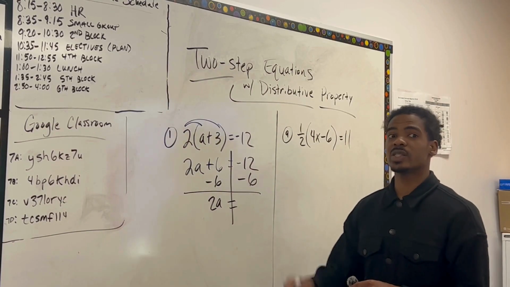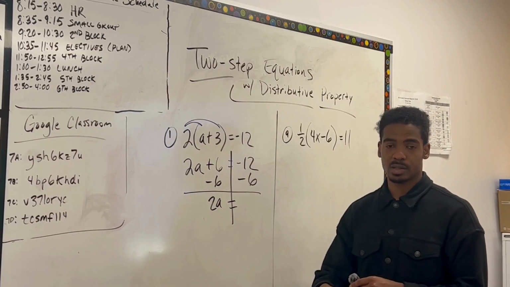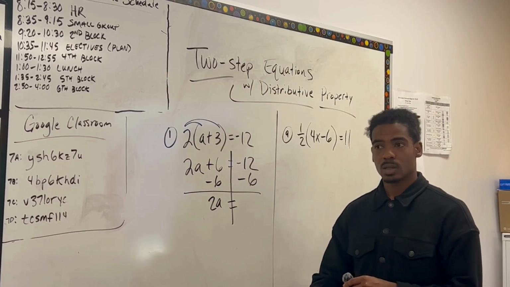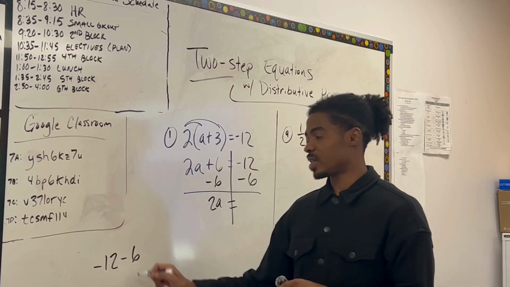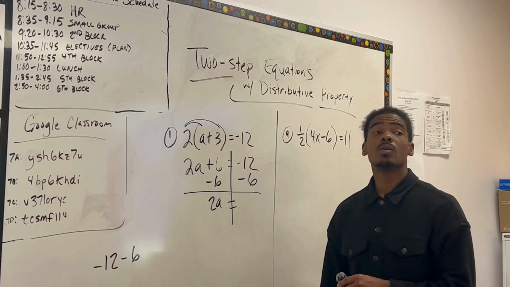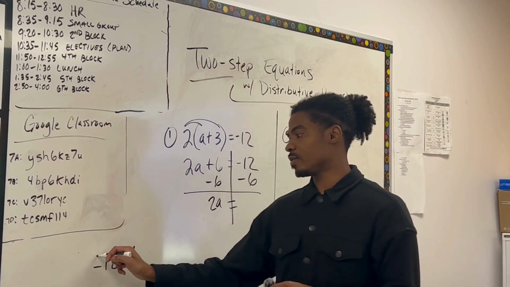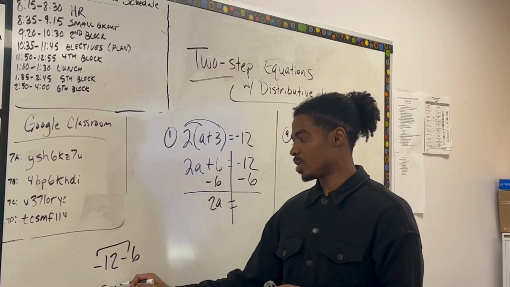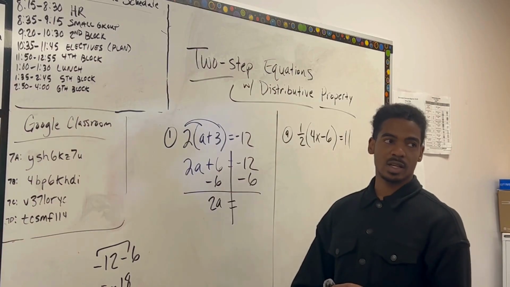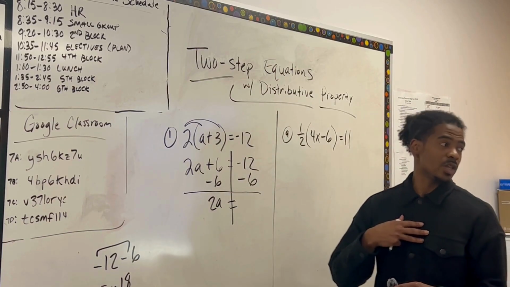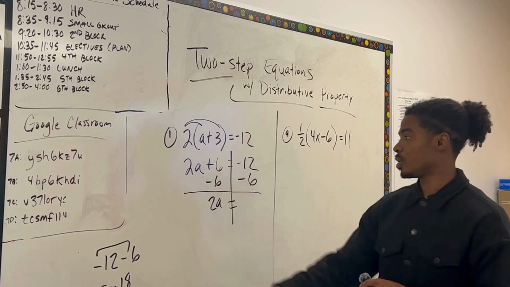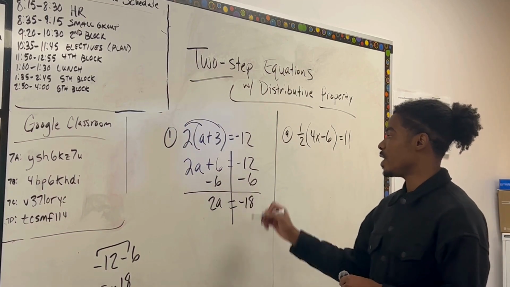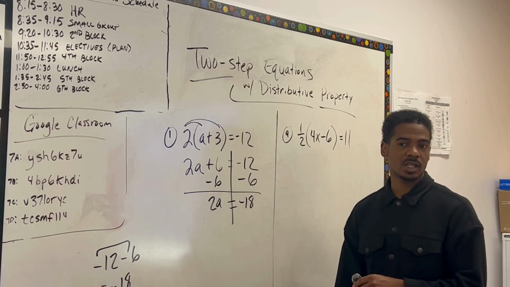equals, all right, what's negative 12 minus 6? Negative 12 minus 6. Negative 18. Two negatives on opposite ends. Keep the sign, add them up. Negative 18. You owe me $12. You owe Miss Payton $6. That's negative $18 that you owe in the hole. All right, so I got 2a equals negative 18.